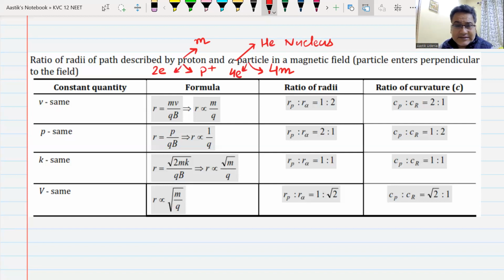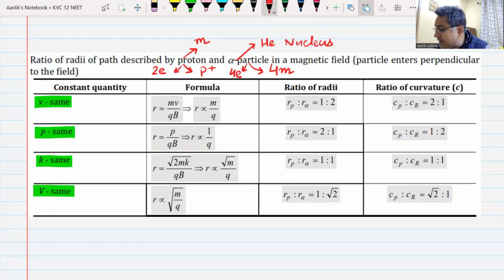Now, if you put all these things together, you can find out the ratio of the radius in various cases: in the first case when the velocity is same, in the second case when the momentum is same, in the third case when the kinetic energy is same, and in the fourth case where the potential difference PD is same. You can find out the ratio of radius of curvature.